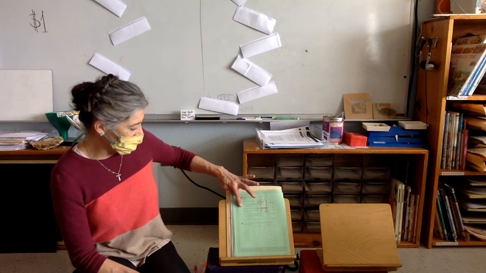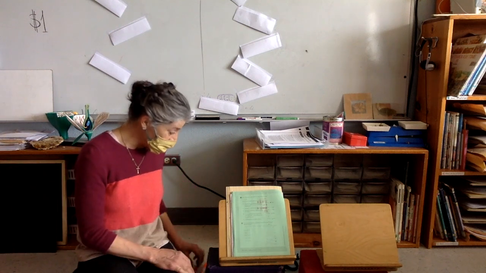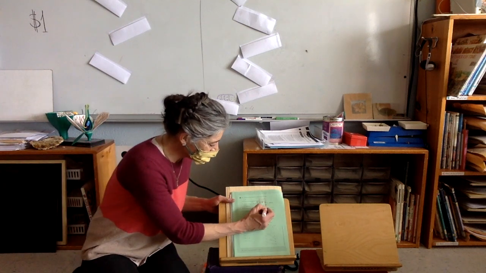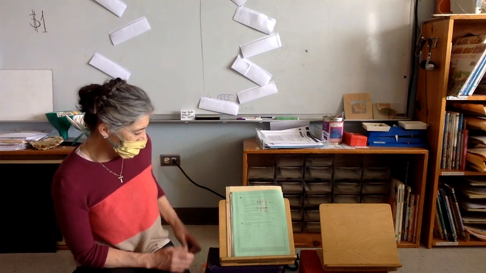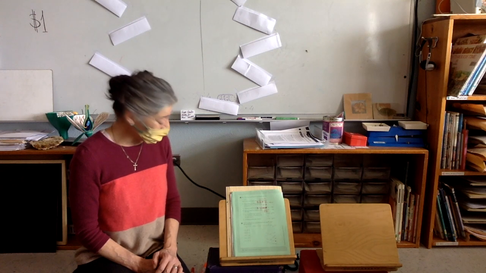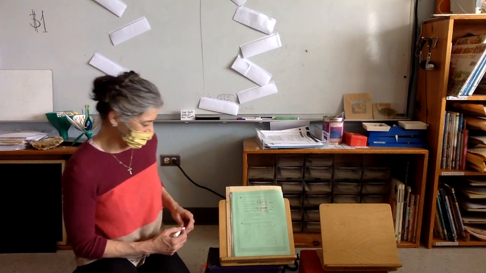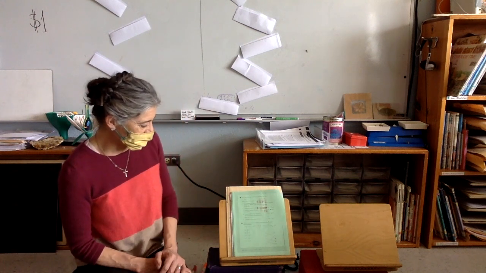B. The fractions name the same part of a whole. Yes, they do. They are actually equivalent, aren't they? You guys are awesome. C. Because 3 is less than 6, thirds are smaller than sixths. No. Thirds are bigger. That's so false. A lot of kids do think that.